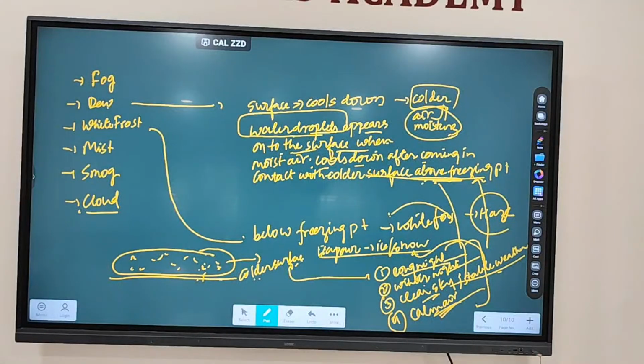Fine. So the condition you have to keep in mind for dew is the same condition for frost, and the same condition for temperature inversion. Clear?